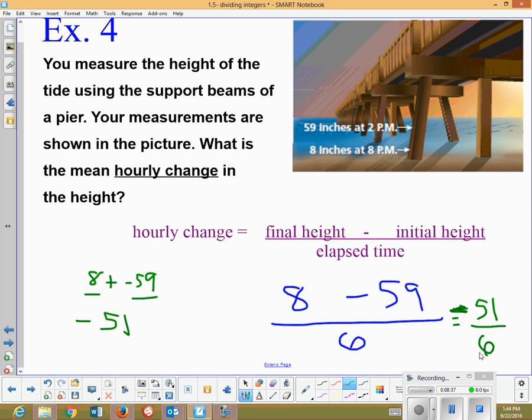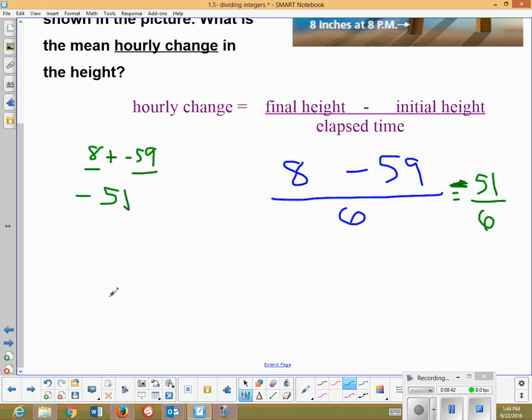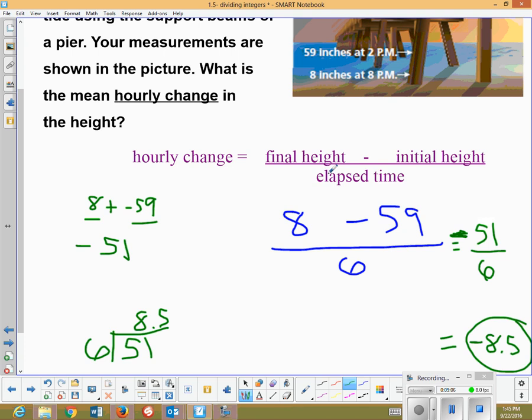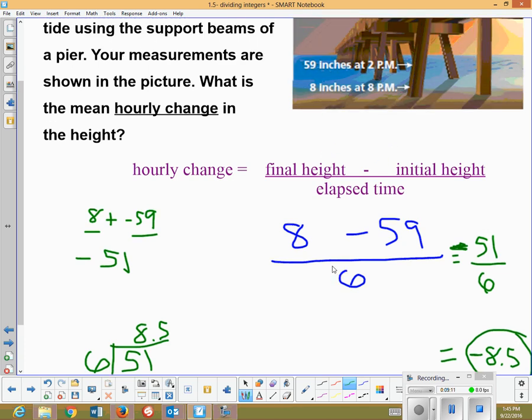Now all I need to do is divide -51 by 6. If I don't remember or I can't do it in my head, I'm going to do 51, top goes in, bottom goes out. And the answer happens to be 8.5. So I'm going to put 8.5 right here, but I noticed that a negative divided by a positive will always give me a negative answer. So all I need to do is include a negative right here, and my final answer is going to be -8.5. So the hourly change, every hour, it went down by 8.5 inches.